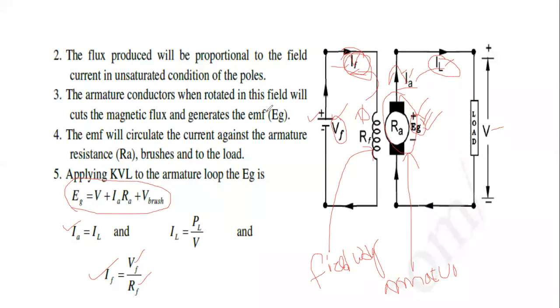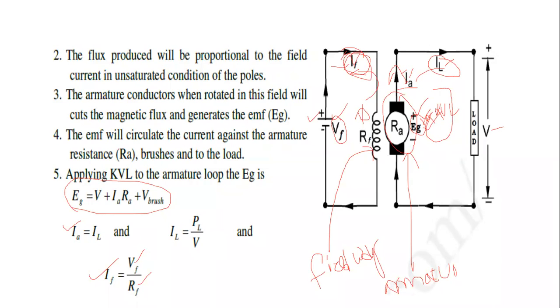The armature conductors, when rotated in this field, cut the magnetic flux, and then EMF is generated. Therefore the EMF will circulate current against the armature resistance. Then apply KVL in this closed loop, that means Kirchhoff's voltage law. What is KVL? It is the algebraic sum of the voltages.